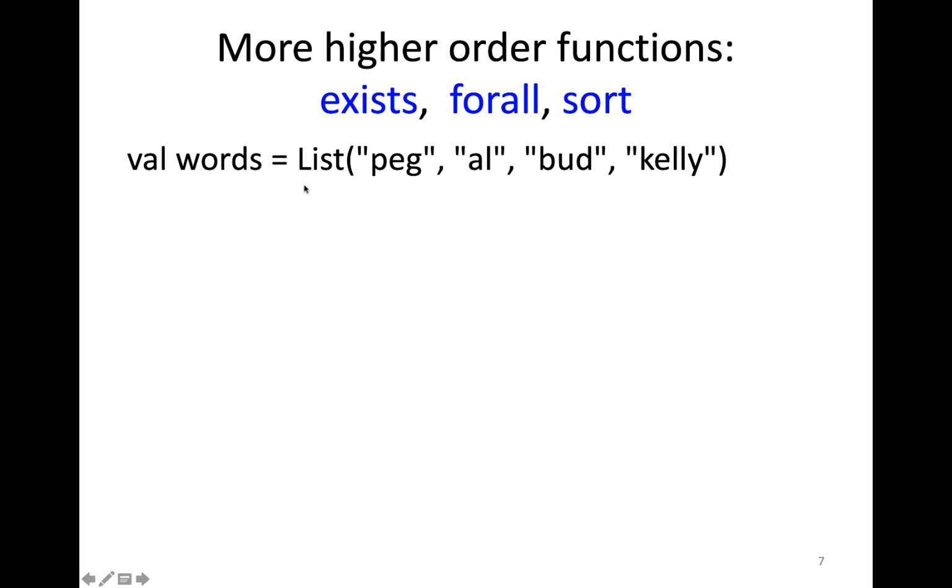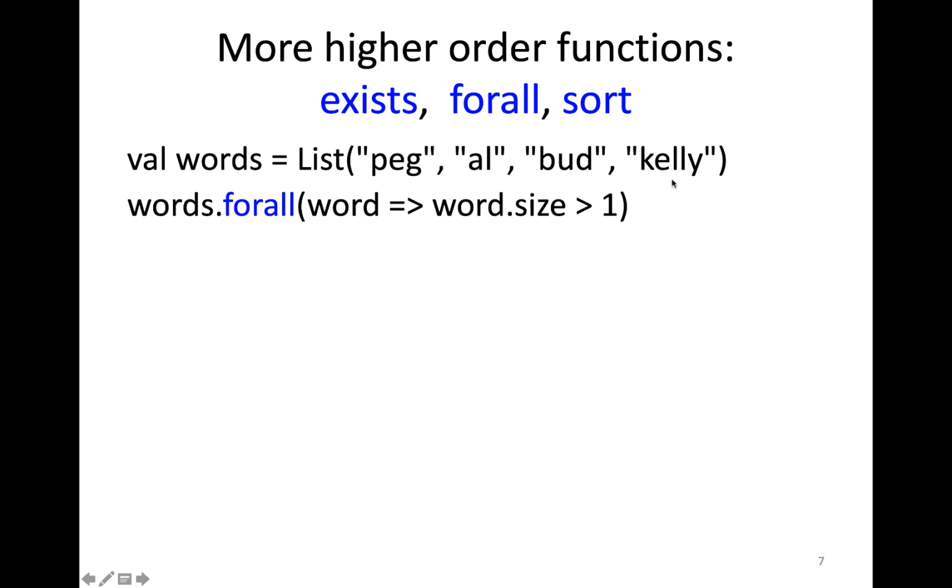Let's take an example. Let's create words, which is a list of these words, and then we can use this forall higher order function on this list. Given a constraint, which is an anonymous function, given a word we want to check whether the size of the word is greater than 1 or not. This constraint can be applied to each item in the list, and if each item satisfies the constraint, then forall will return true. In this particular example, each word has size greater than 1, so this anonymous function is satisfied on each item in this list. So forall will return true.